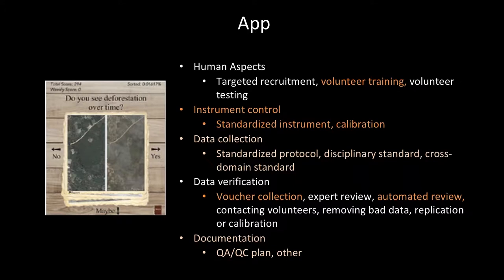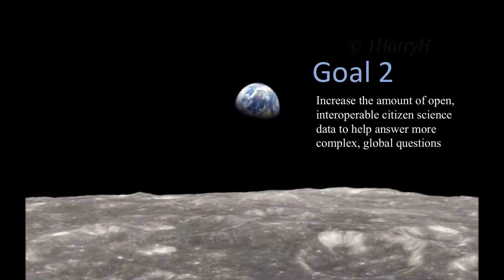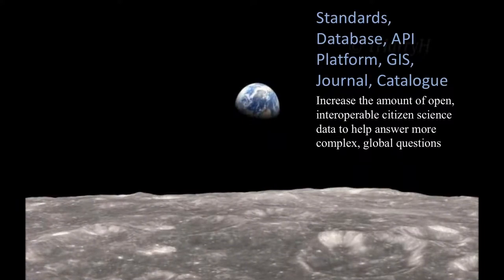So goal two, the hard part. We're taking an approach where we're starting with data standards, and I realize that most of the talk is about data standards just because it's the current headache that I'm dealing with and I have to resolve by mid-March. New database, API platform, GIS, geographic information systems analysis, and then documentation through a new data journal, and then also most recently a data catalog. And all of this is being done to increase the amount of open, and really it should be FAIR, citizen science data to help bridge that local to global nexus so that information can be used in local communities, but then also reused over time to help fill data gaps.